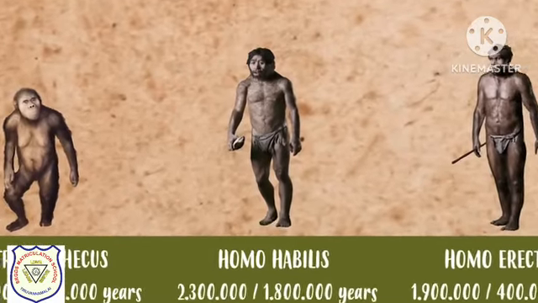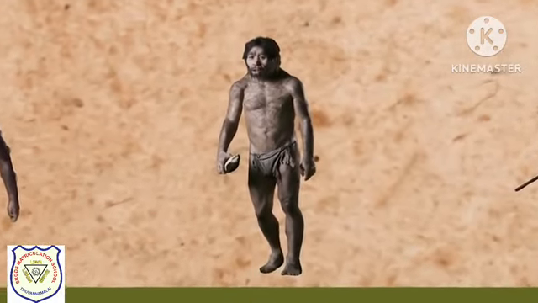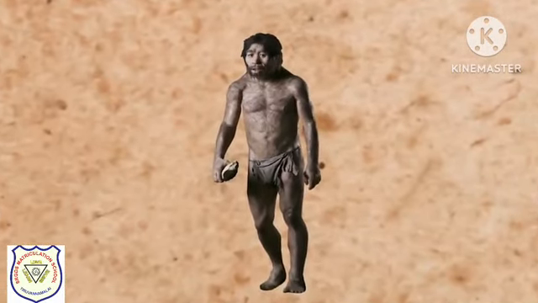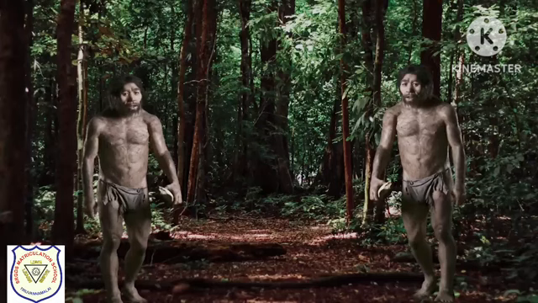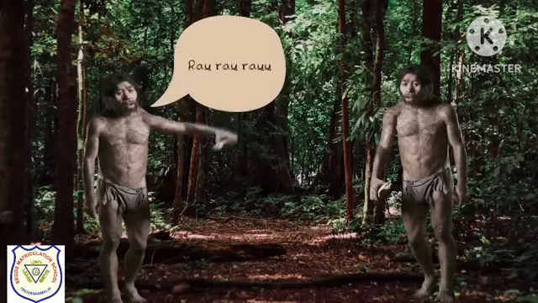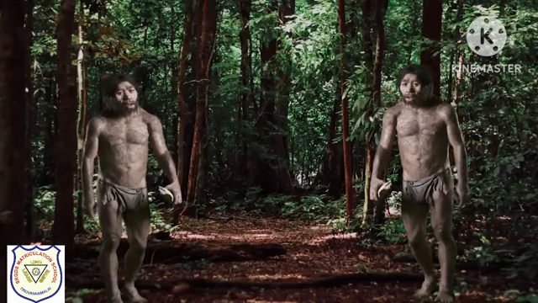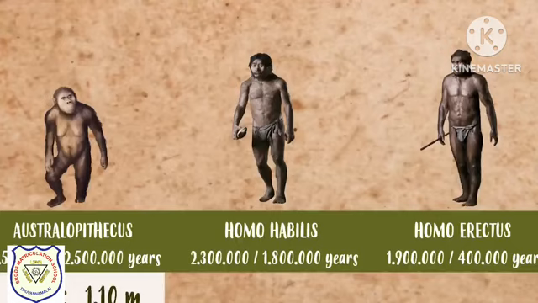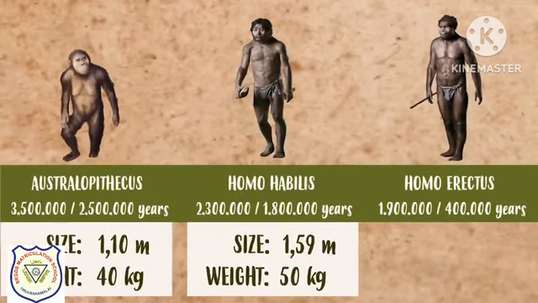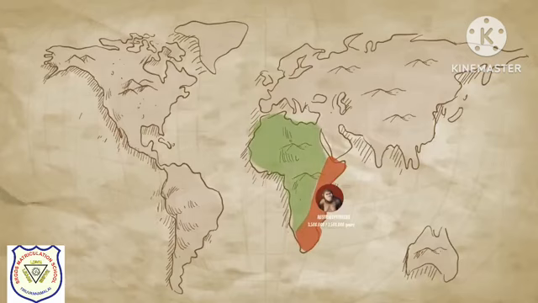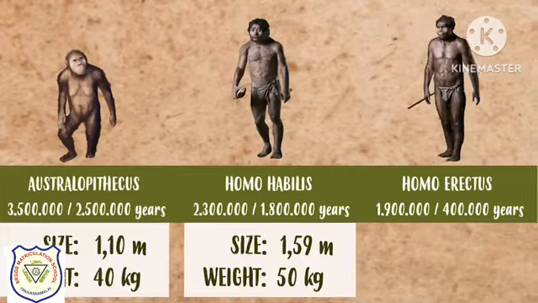Homo habilis is considered to be the first human being. It constructed tools in a conscious manner, and they talked to each other, or they grunted at each other. We can't know. It measured 1 meter, 59 centimeters, and weighed 50 kilograms. It lived in Africa 2,300,000 years ago, and disappeared 1,800,000 years ago.